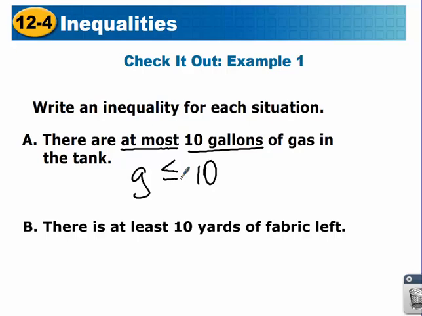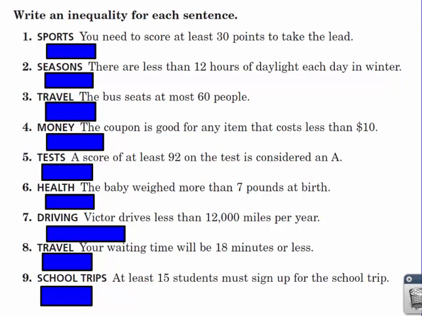Okay, B, there is at least 10 yards of fabric. Okay, so at least and then 10 yards. So I'll use the letter F for fabric and the 10, and at least 10 means that 10 is actually a minimum number. So the fabric has more than 10 yards. So what I'd like for you to do, I want you to try 9 more on your own. Pause the video, and write an inequality statement for each one of these. And then we'll come back and check them.